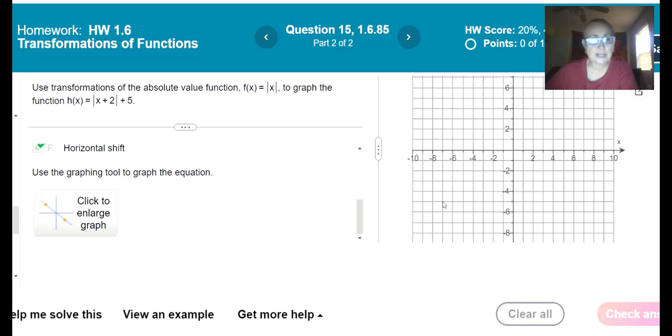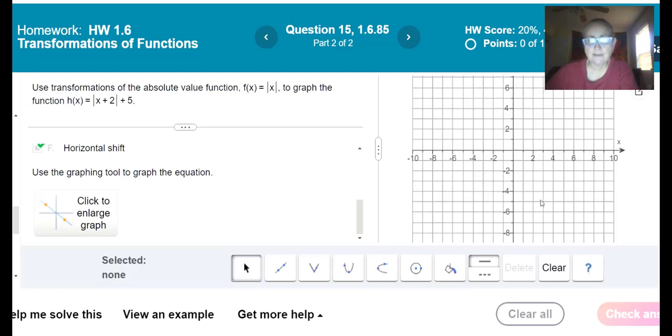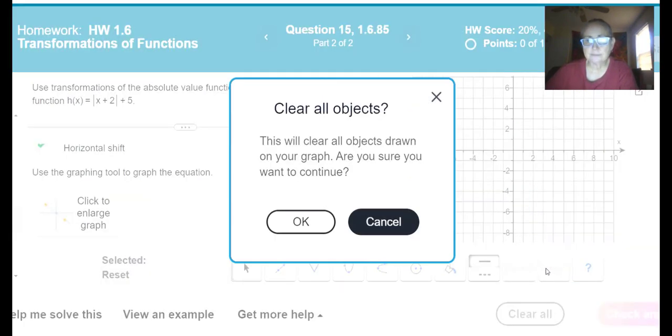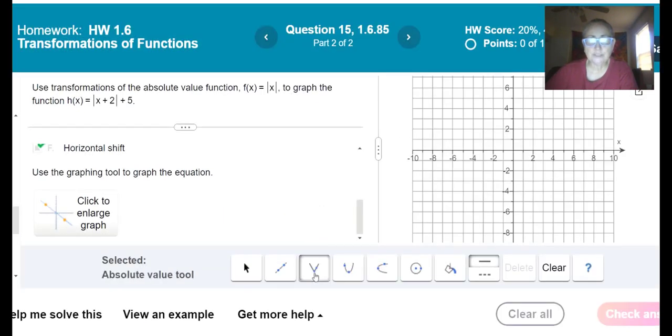Okay, now they want us to actually graph it. So I click on the graph, I select the V, and I click anywhere on the graph. And look, it's not like the parabola, so you kind of got to get used to this grapher. It puts it wherever I clicked. So you got to be really careful when you're doing the V, you don't get that little dialog box that lets you move it left or right. You have to say that's left 2, up 5.